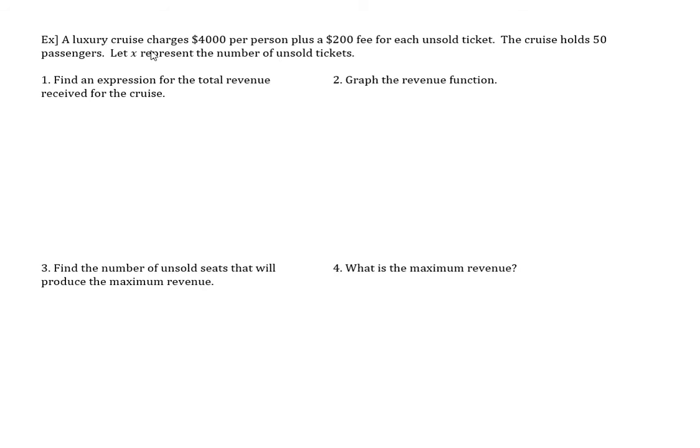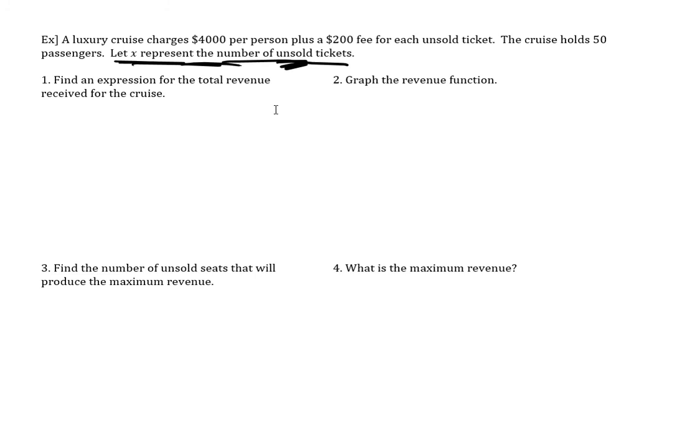All right, so on this it says a luxury cruise charges $4,000 per person plus a $200 fee for each unsold ticket. The cruise holds 50 passengers. Let X represent the number of unsold tickets. So they're telling us X represents the number of unsold tickets, which is interesting. And now let's break down how they want us to continue. On number one, find an expression for the total revenue received for the cruise.